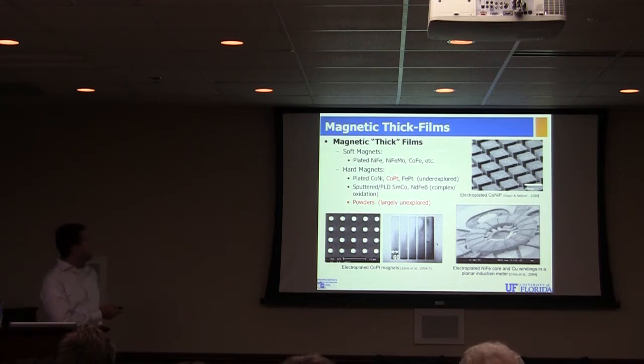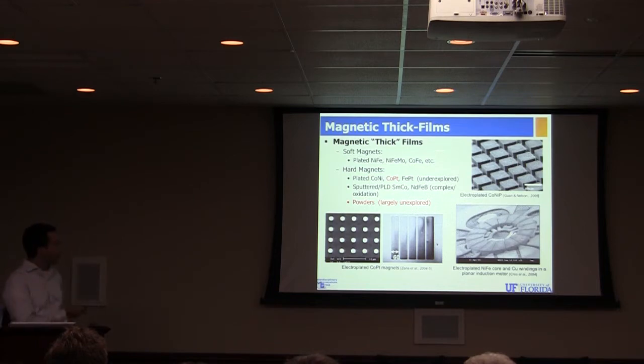But then we get into the magnetic thick films. As I mentioned, for soft magnets, it turns out the best performing soft magnets in bulk are these alloys here, and we can very easily electroplate them. So that's kind of solved. But the really hard part was the hard magnets, or permanent magnets.